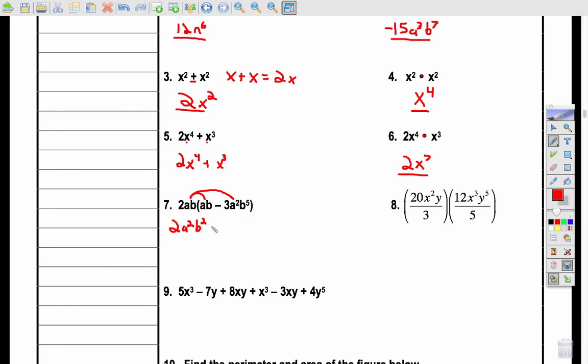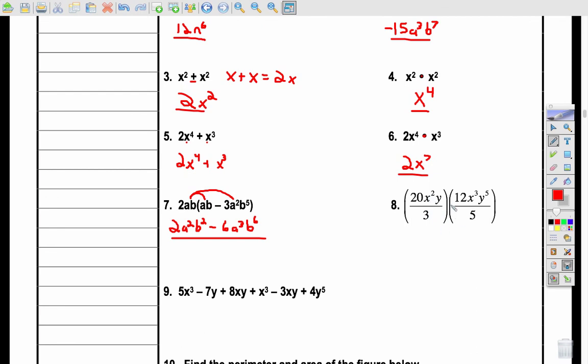Okay, now we do the other one. 2ab times 3a squared plus b to the 5th. So this is going to be negative. 2 times 3 is 6. A times a squared, that's going to be a to the 3rd power. B times b to the 5th, well, what's 1 plus 5? 6. Okay, got your answer.